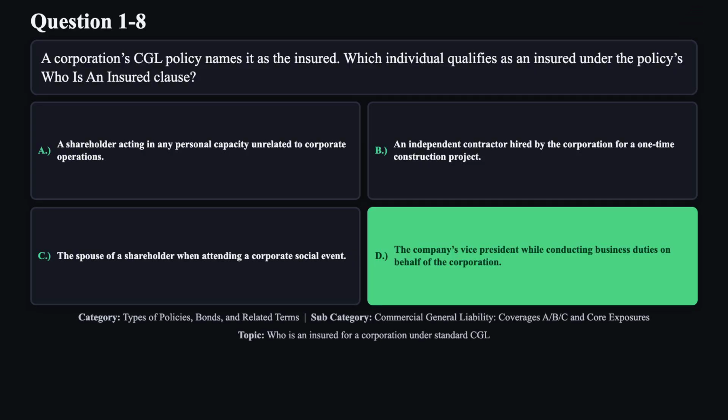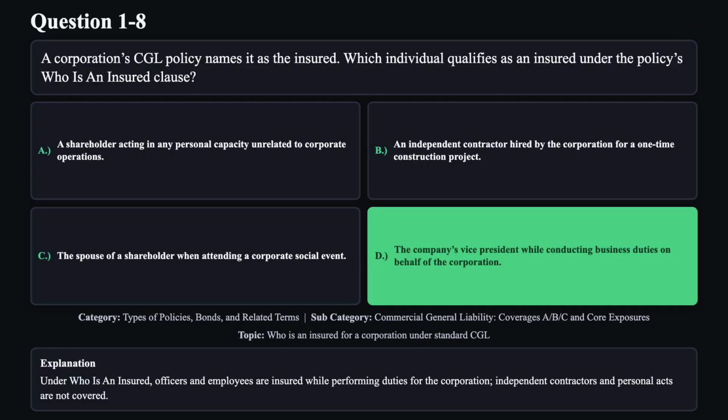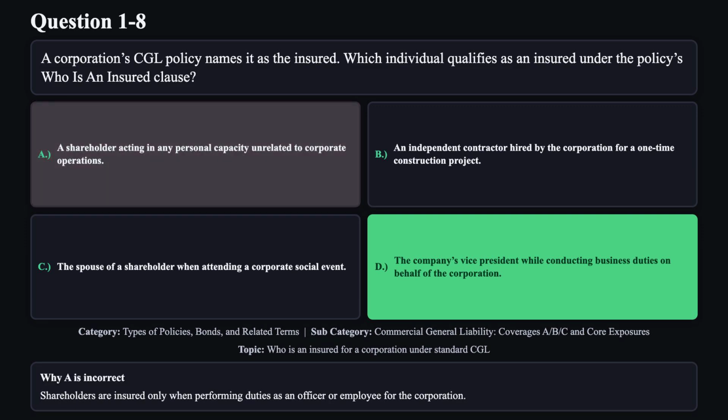The correct answer is D. Under Who is an Insured, officers and employees are insured while performing duties for the corporation. Independent contractors and personal acts are not covered. Reason A is not correct. Shareholders are insured only when performing duties as an officer or employee for the corporation.